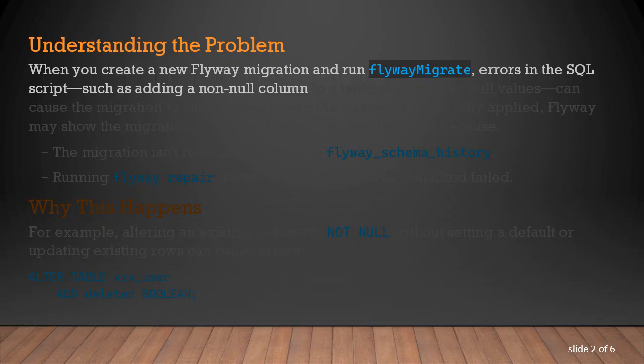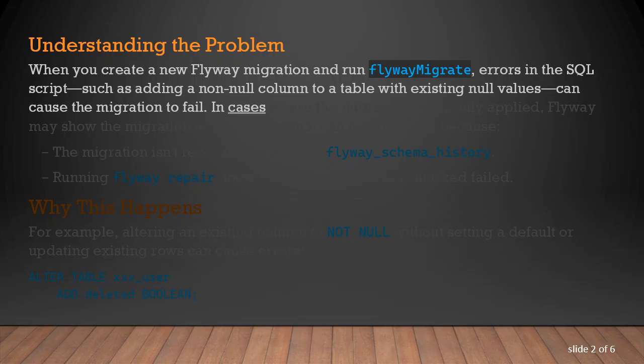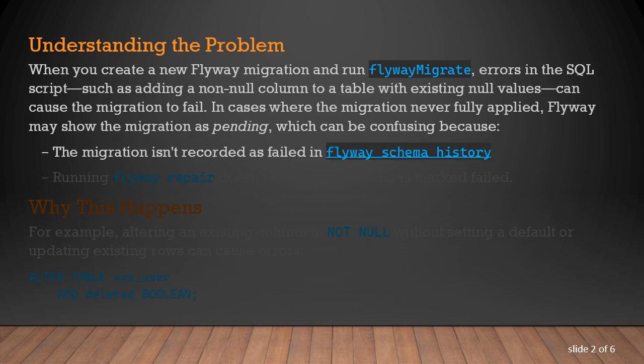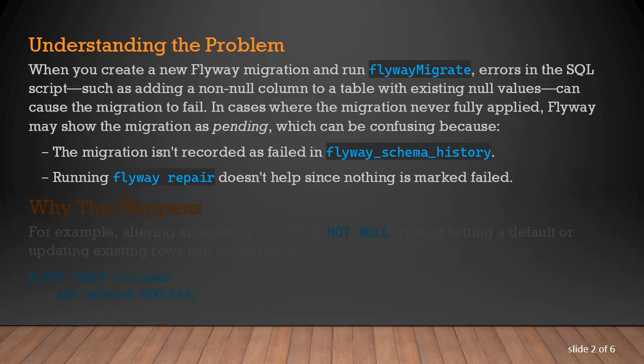adding a non-null column to a table with existing null values, can cause the migration to fail. In cases where the migration never fully applied, Flyway may show the migration as pending, which can be confusing because the migration isn't recorded as failed in Flyway_schema_history. Running Flyway repair doesn't help since nothing is marked failed.